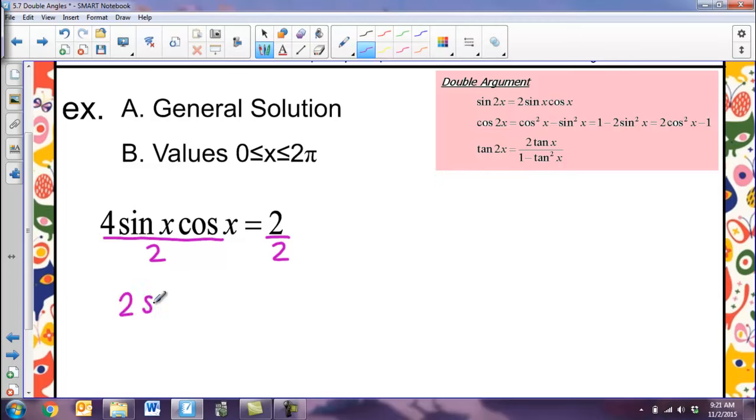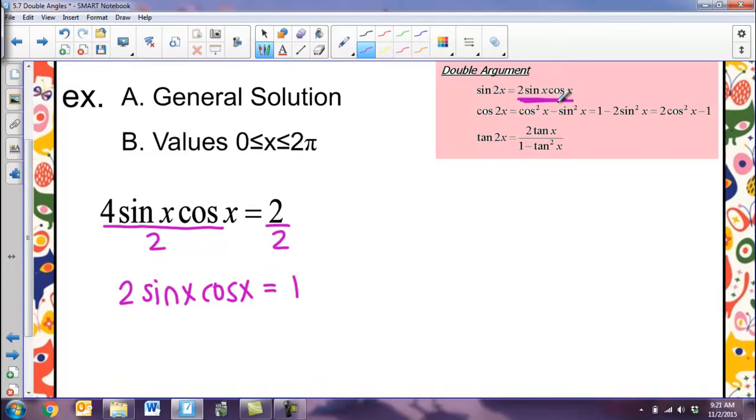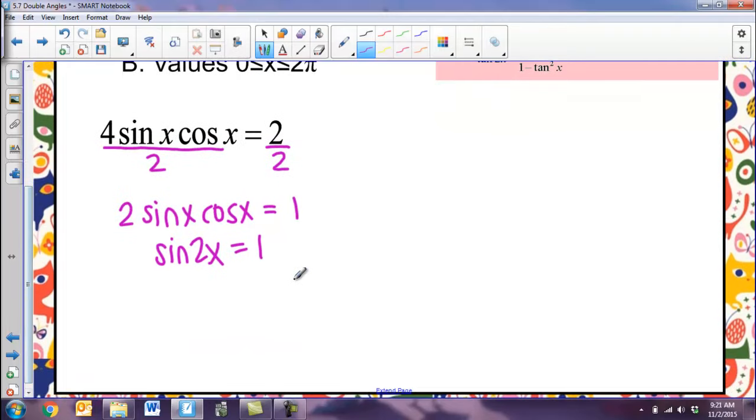So this would leave me with 2 sine x cosine x equals 2, 1. And now, at this point, I know that 2 sine x cosine x is actually just the sine of that double argument, or sine of 2x. Okay, this is stuff we've done before. So now at this point, I have to get this guy to be the inverse sine, because remember, the only way to get that sine to the other side to get x by itself is to take the inverse sine of both sides. So I would now have the inverse sine of 1 equals 2x.